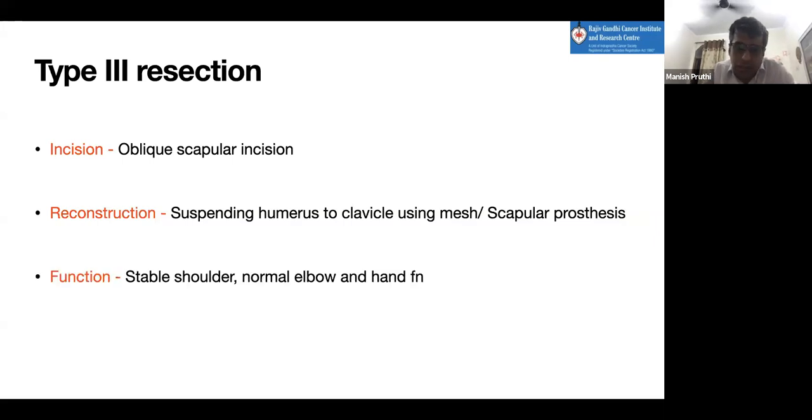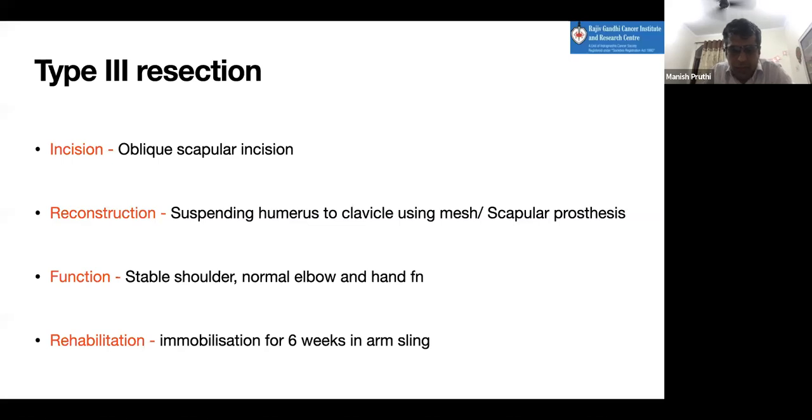Function, it usually gives you a stable shoulder, that is our aim, and a good normal elbow and hand function. And rehabilitation here is also the same as type 1 resection, which is immobilization for 6 weeks in an arm sling.